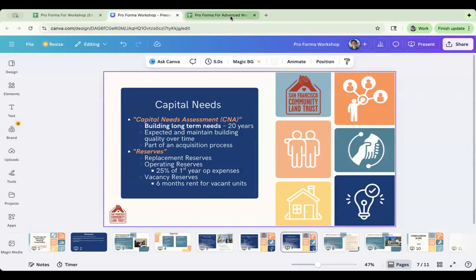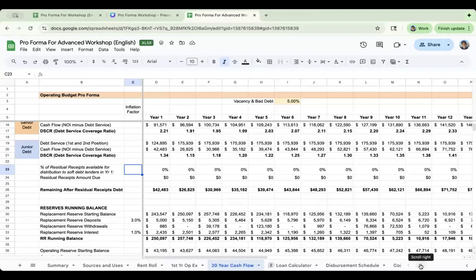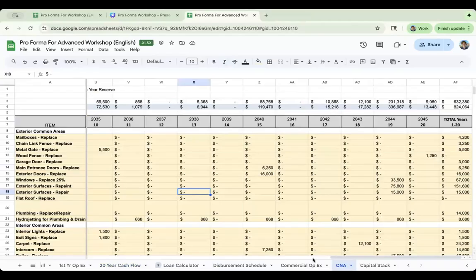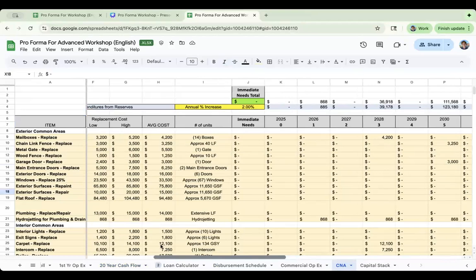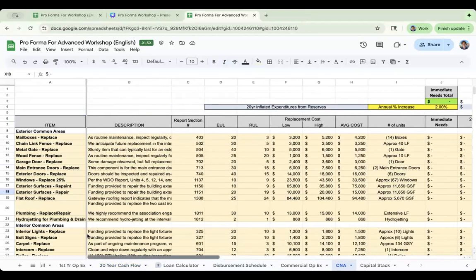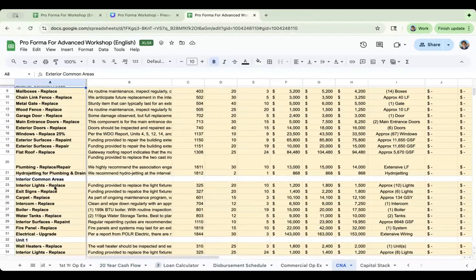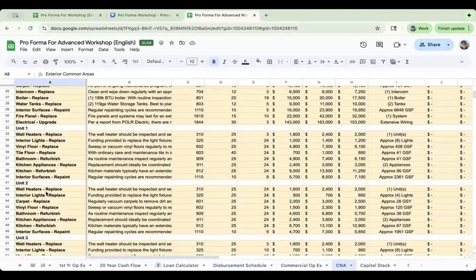We're actually going to go to this pro forma for it. Okay, so this document is pretty sweet. This is just sent to me by the organization that does our CNA. I didn't create it at all. I just copy and pasted it in here, and then I'll show you how I connect it to the pro forma. So they go through and they say, here's everything that might need to get repaired in the exterior common areas. Here's everything in the interior common areas. Unit 1, this is what needs to get changed.